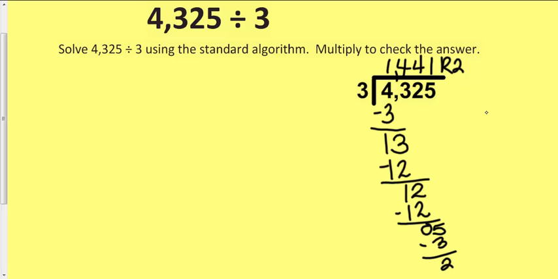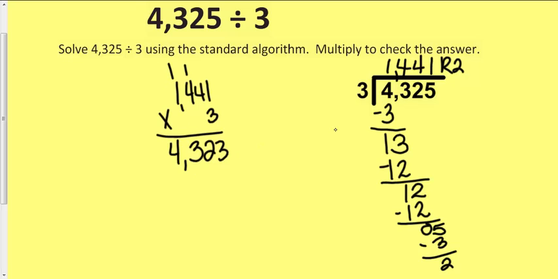So now we're going to use multiplication to check our answer. I'm going to take my quotient, 1,441, and I'm going to multiply it by my divisor, which is 3. I'm just going to use standard algorithm. So I get 3 here. 4 times 3 is 12. 4 times 3 is 12 plus 1 is 13. 1 times 3 is 3 plus 1 is 4.